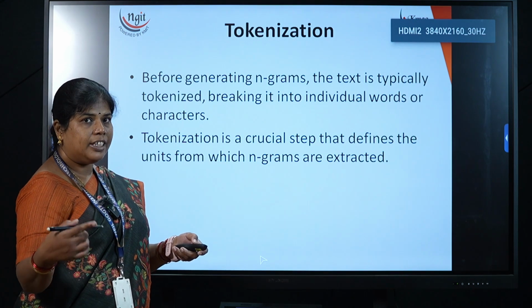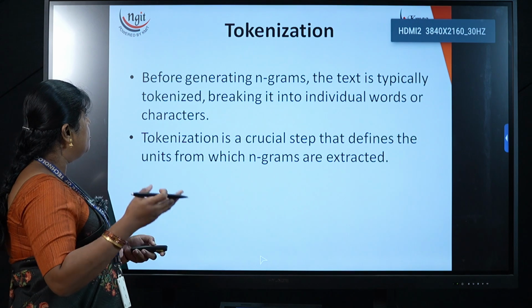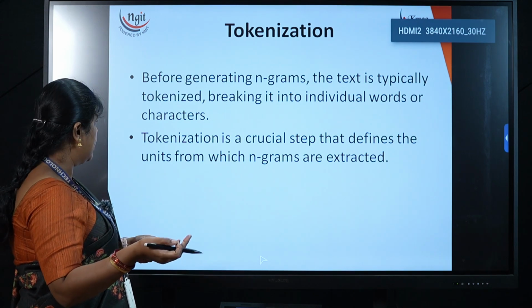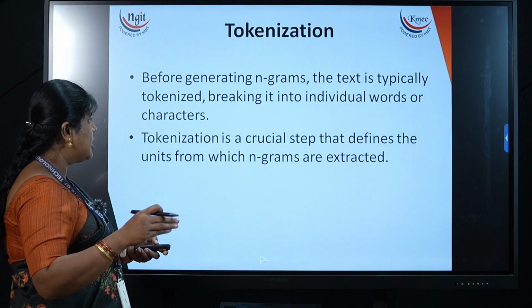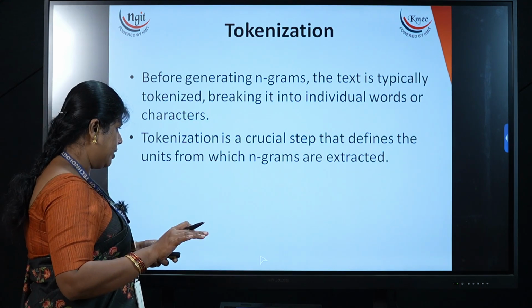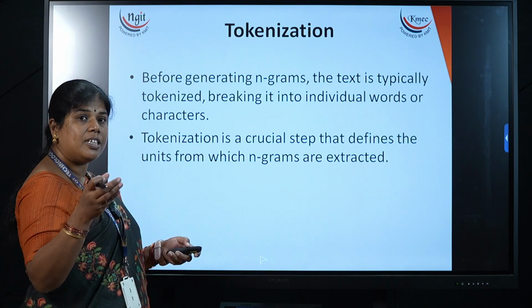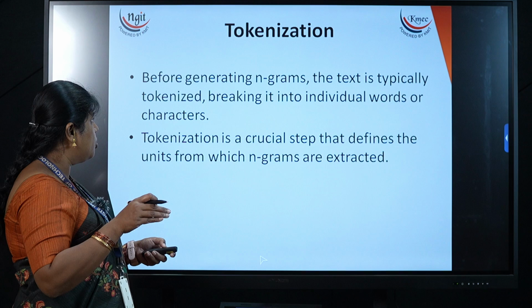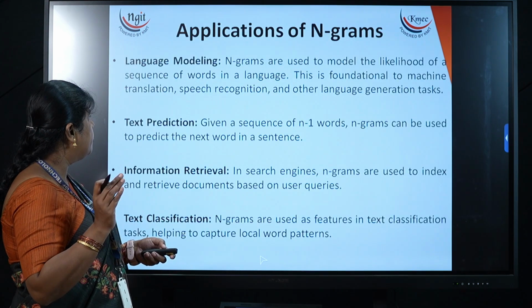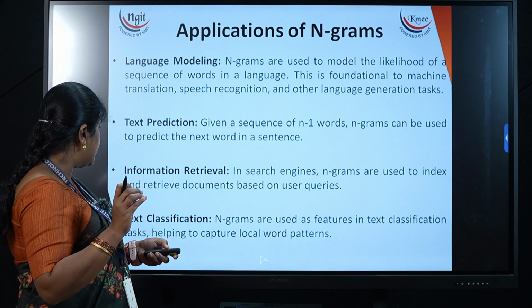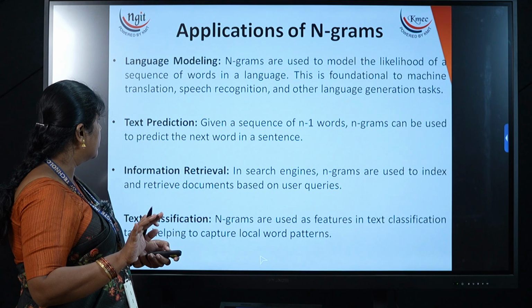Before going for n-gram processing, tokenization is a prerequisite. It means that before generating the n-grams, the text should be divided into tokens, that is, the individual words or characters. Only then can you extract the n-grams. So an n-gram is a representation of the tokens that you have generated. Now, what is the application of the n-gram? For language modeling, text prediction, information retrieval, and text classification.